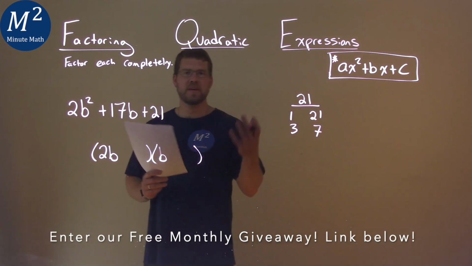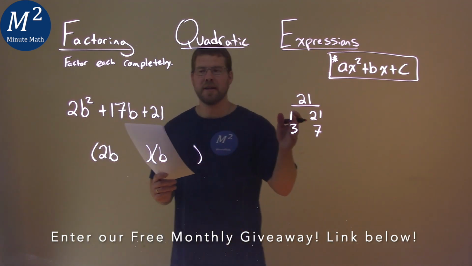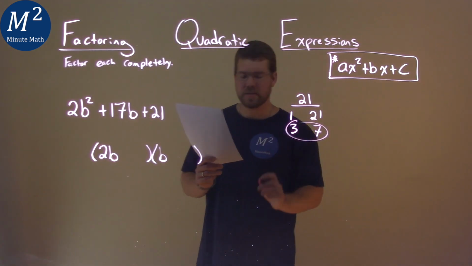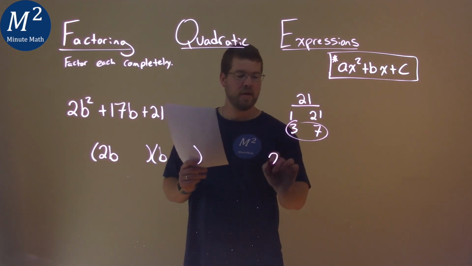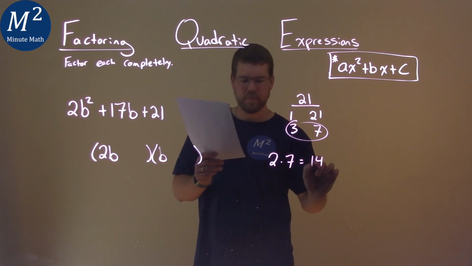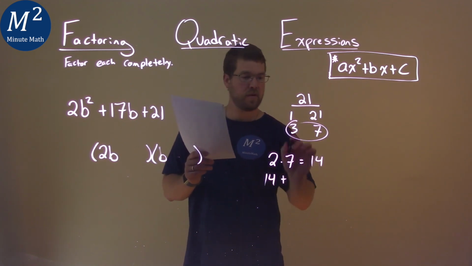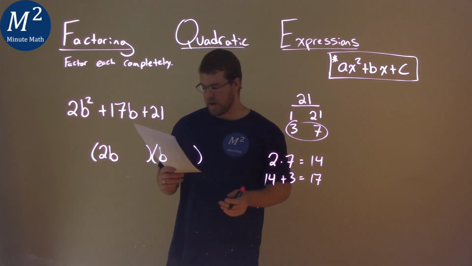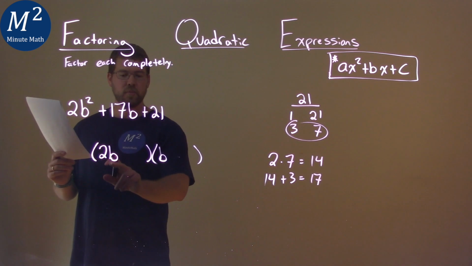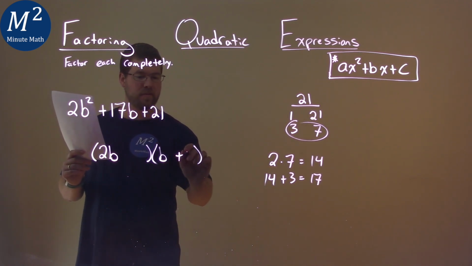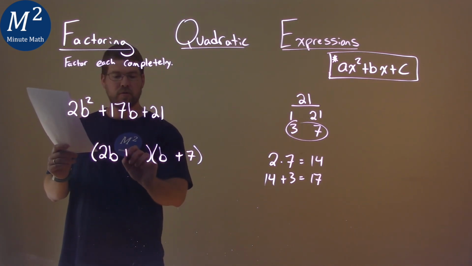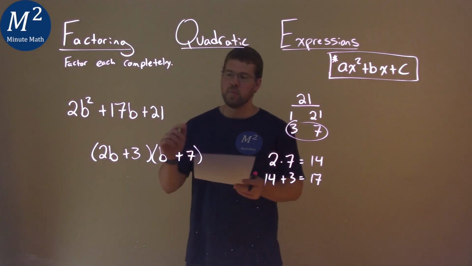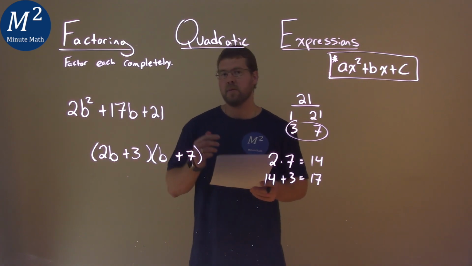When I first test some of these out, I'm looking at 2 times which one gets me really close to 17, and that's going to be the 7. So my pair here is actually 3 and 7, and we can see that here. 2 times 7 equals 14, then 14 plus the other number 3 equals 17. So we have our pair, we can go put them in right here. 2b has to be multiplied by the 7, so I put a 7 on this side, and the 3 goes on this side. And so my final answer in factored form is 2b plus 3 times b plus 7.